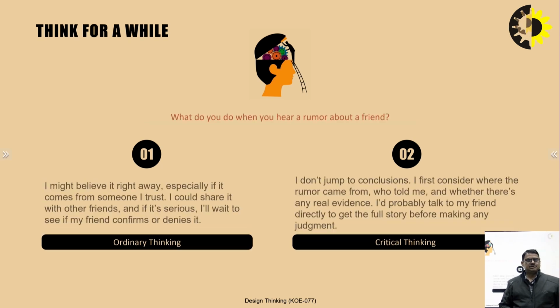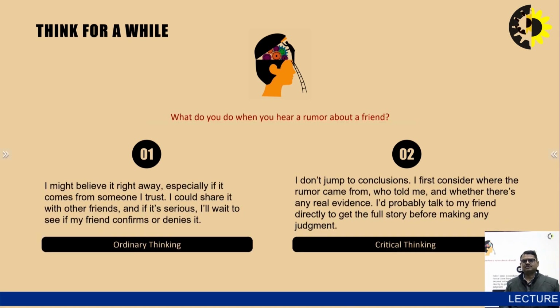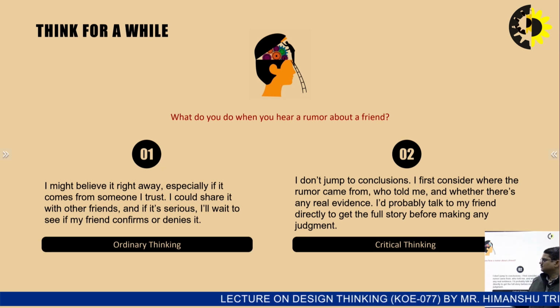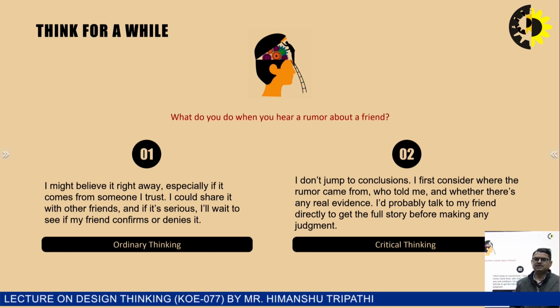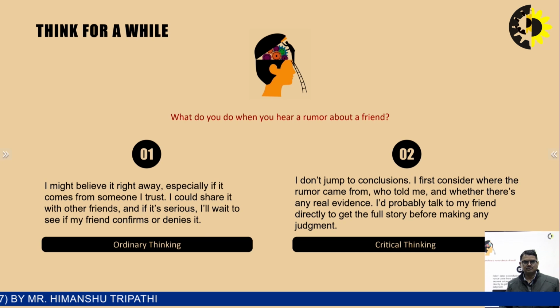The second question for the same context is, what do you do when you hear a rumor about a friend? So the question seems to be the same, but here both questions are very much different. The first question that we were discussing earlier was basically related to a very short term goal, but the second question is basically related to a longer term goal.